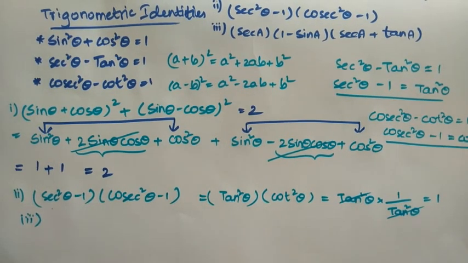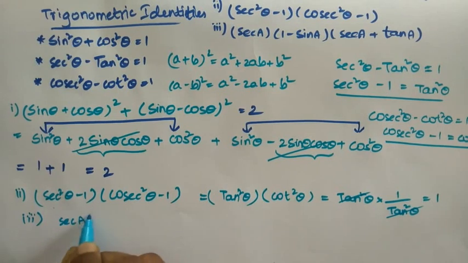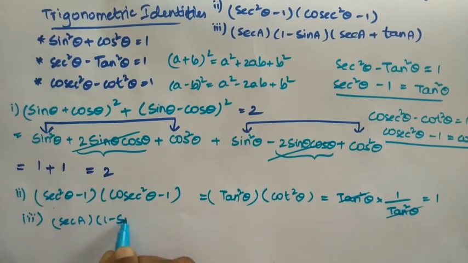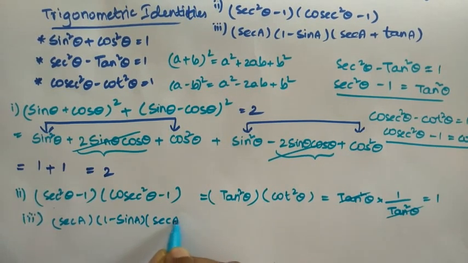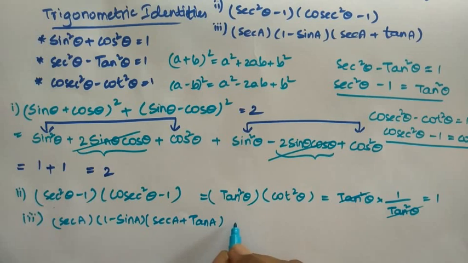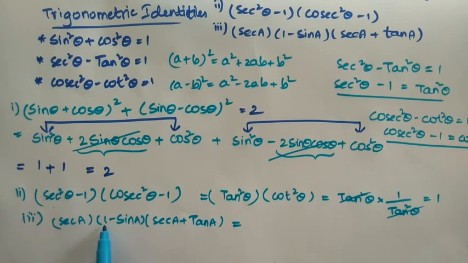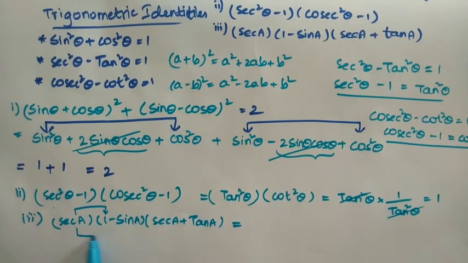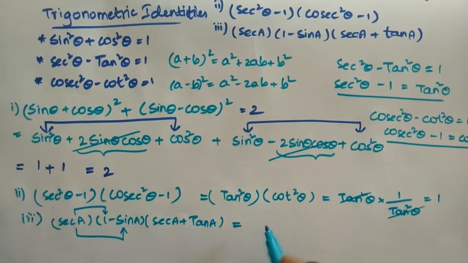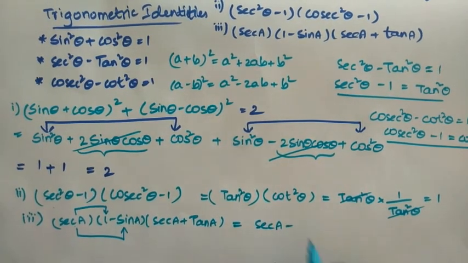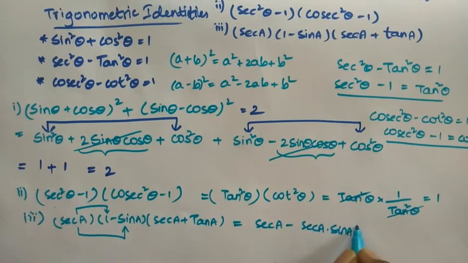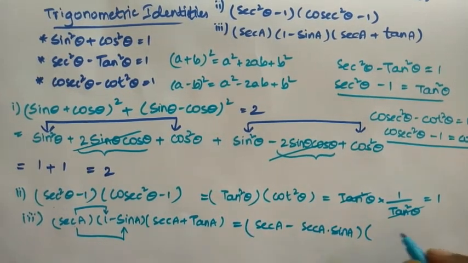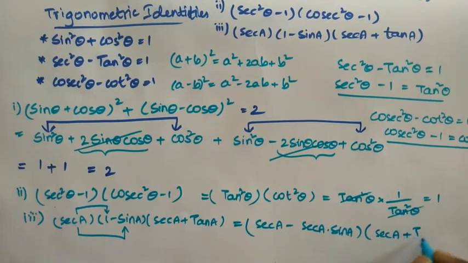So we are asked to evaluate the value of secant A into 1 minus sin A into secant A plus tan A. First, we multiply secant A with 1 minus sin A. So secant A with 1, and secant A with sin A. Secant A into 1 is nothing but secant A, then minus sign and secant A into sin A, and we have secant A plus tan A as it is.